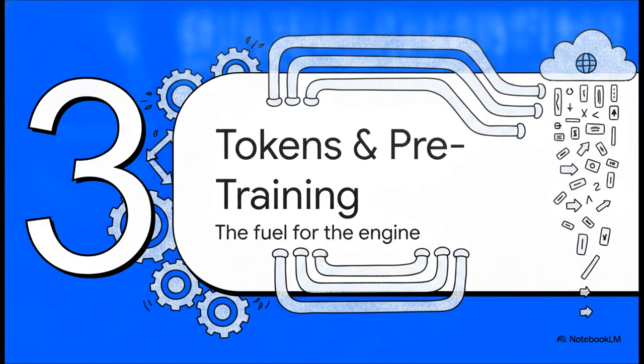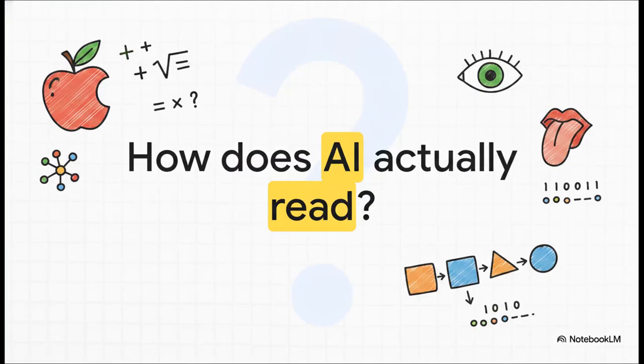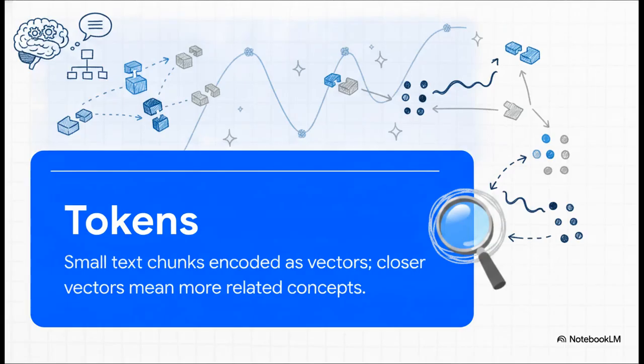That brings us to Section 3, Tokens and Massive Pre-training. So we've got the engine, but what about the fuel? How do these systems actually digest the entire internet? Which brings up a really fascinating question. How does a purely math-based algorithm comprehend a word like apple? I mean, a computer doesn't have eyes or taste buds, right? It literally only knows numbers. Well, the answer lies in something called tokens.